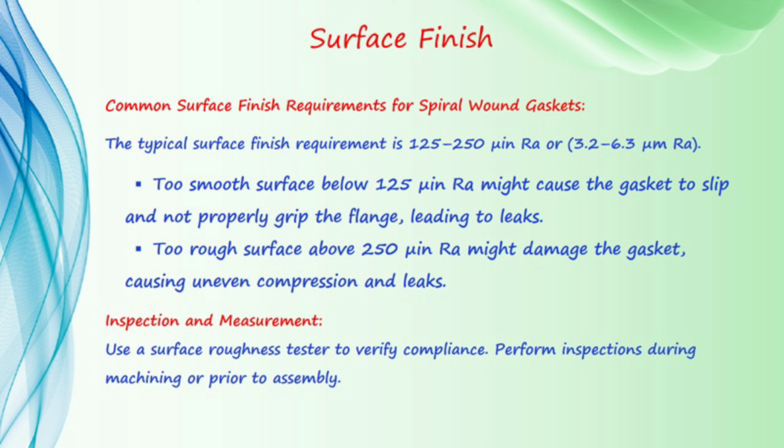This is the typical surface finish requirement. Too smooth a surface, below 125 micro inch RA, might cause the gasket to slip and not properly grip in the flange, leading to probable leakages. Also, too rough a surface, above 250 micro inch RA, might damage the gasket and cause uneven compression and probable leaks. Surface finish can be checked with a surface roughness tester to verify compliance.